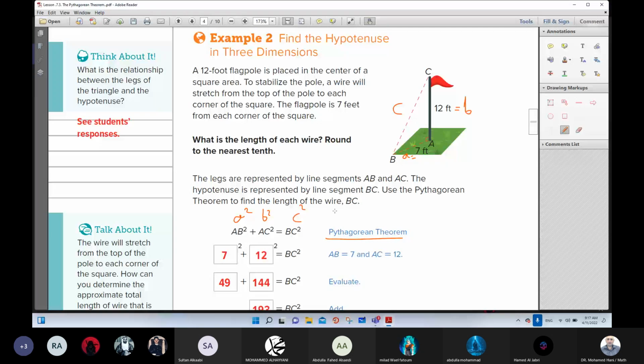And this is so 7 squared means 7 times 7 will be 49. And 12 squared means 12 times 12, which is 144. You can add 49 plus 144 equals 193. So C equals the square root of 193. We have two values, negative and positive, about 13.9.